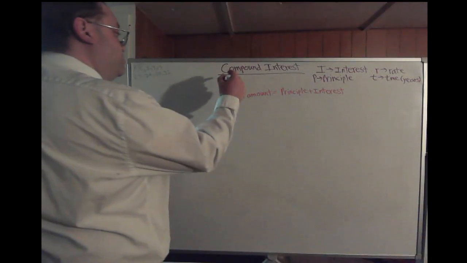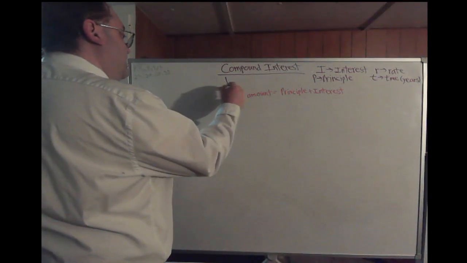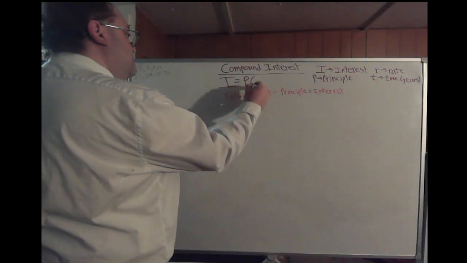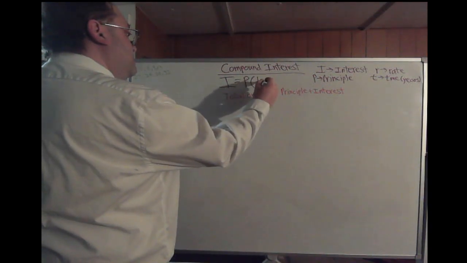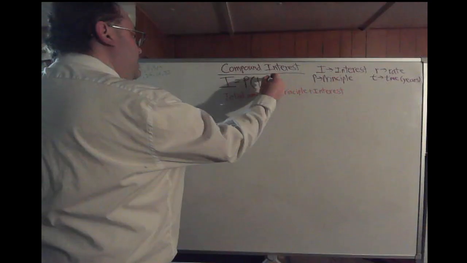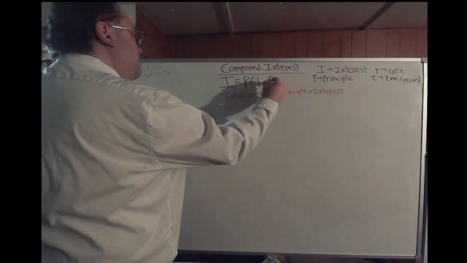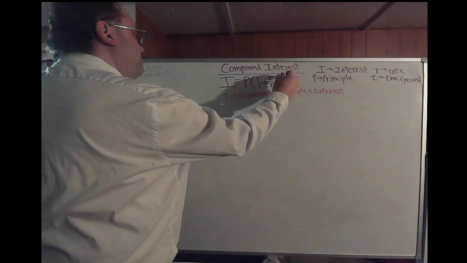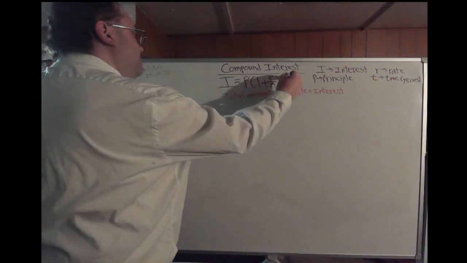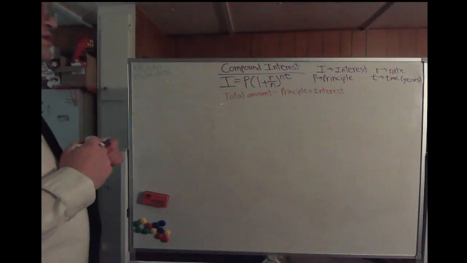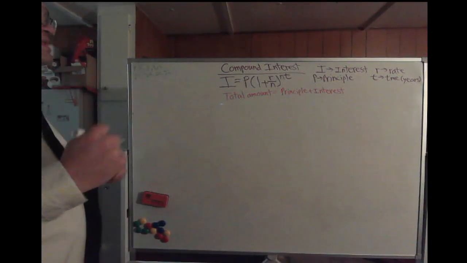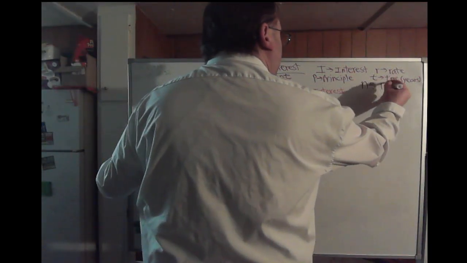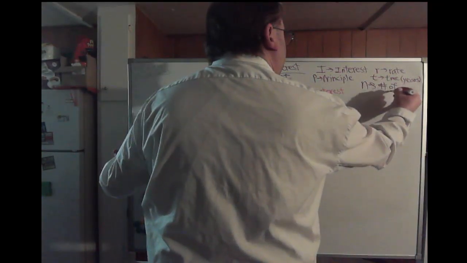But compound interest, that interest is equal to the principal times, in parentheses, 1 plus the rate over the number of compoundings, to the power of the number of compoundings times the time in years. That's compound interest. And N is the number of compoundings.